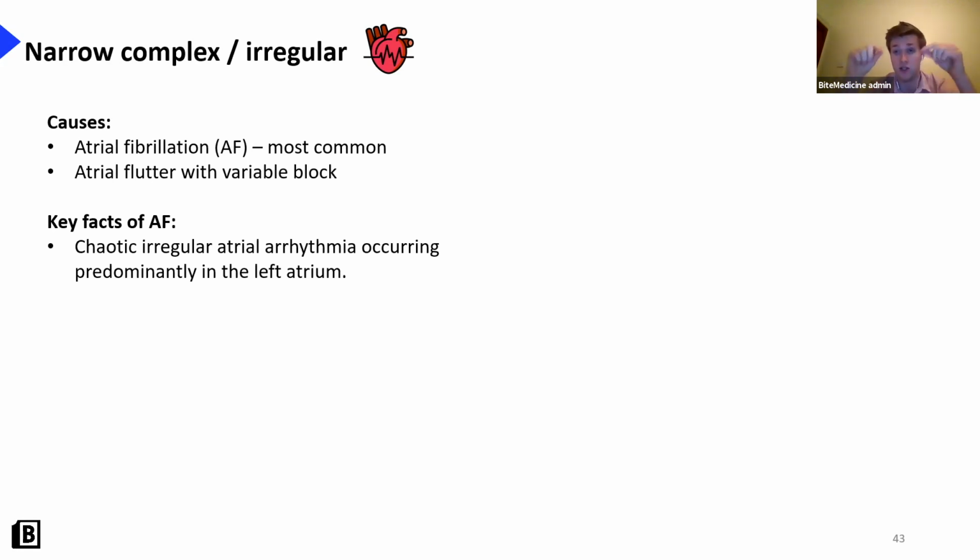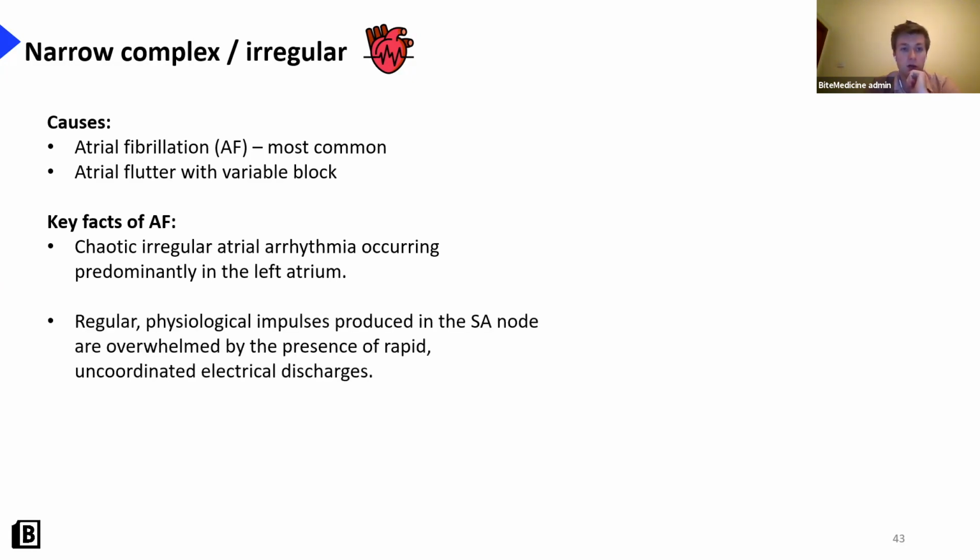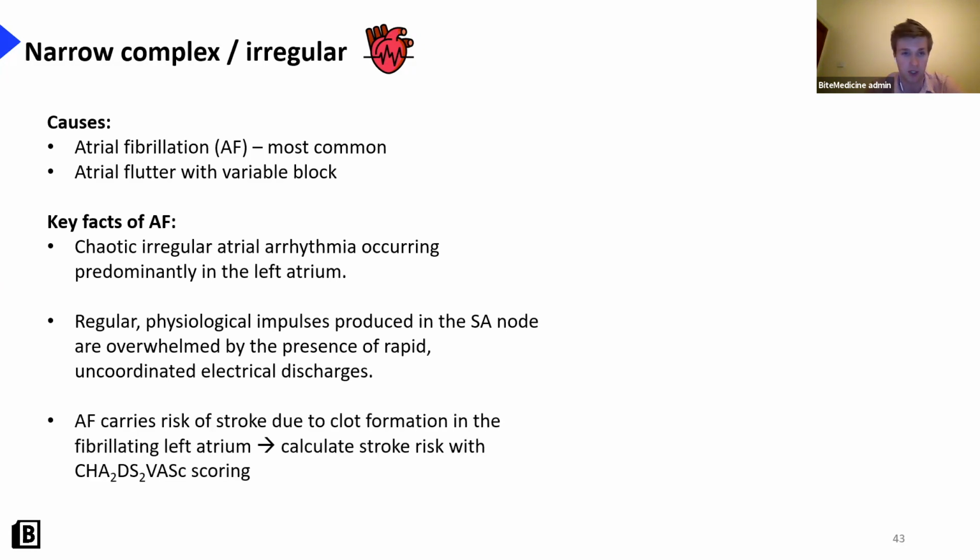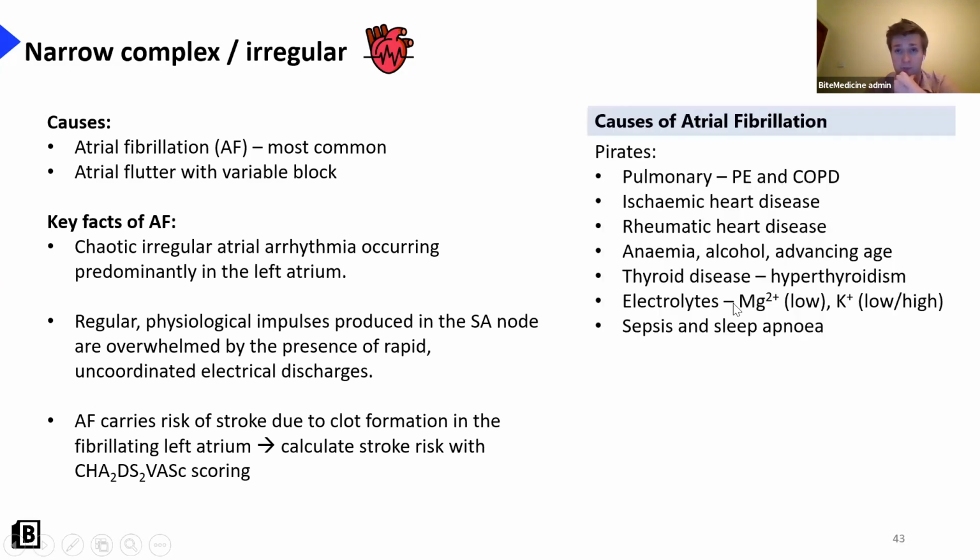What can happen is that this generates a prothrombotic environment, which is why we really worry about stroke risk in atrial fibrillation. Your regular physiological impulses by the SA node are overwhelmed by this electrical discharge in atrial fibrillation. And we've just said we worry about stroke risk due to clot formation, so it's really important to calculate the CHA2DS2-VASc score. We have a fantastic textbook entry on atrial fibrillation and anticoagulation on our website, which I would love to direct you to after this session.